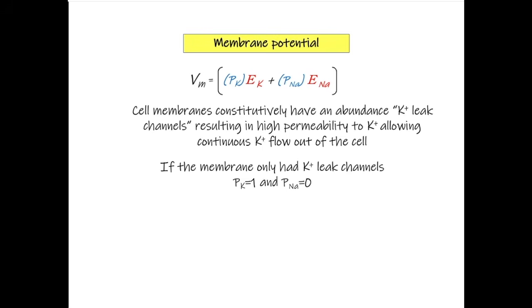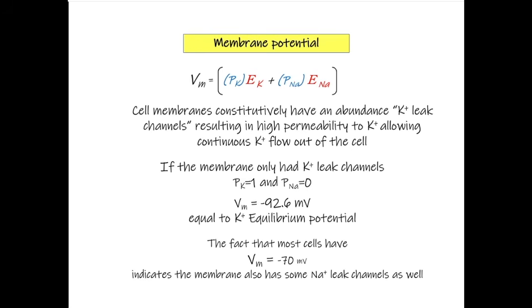Let's take a situation in which a membrane had only potassium leak channels, such that the relative permeability to potassium was 1 and the relative permeability to sodium was 0. Then the resting membrane potential would be equal to potassium's equilibrium potential of negative 92.6. The fact that many of the cells which we'll be looking at have a resting membrane potential of negative 70 millivolts indicates that the membrane also has some sodium leak channels as well.